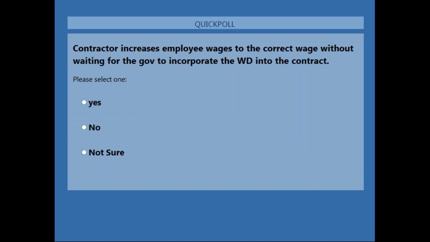Looks like we have about 50% of you voting. Almost to 60%.